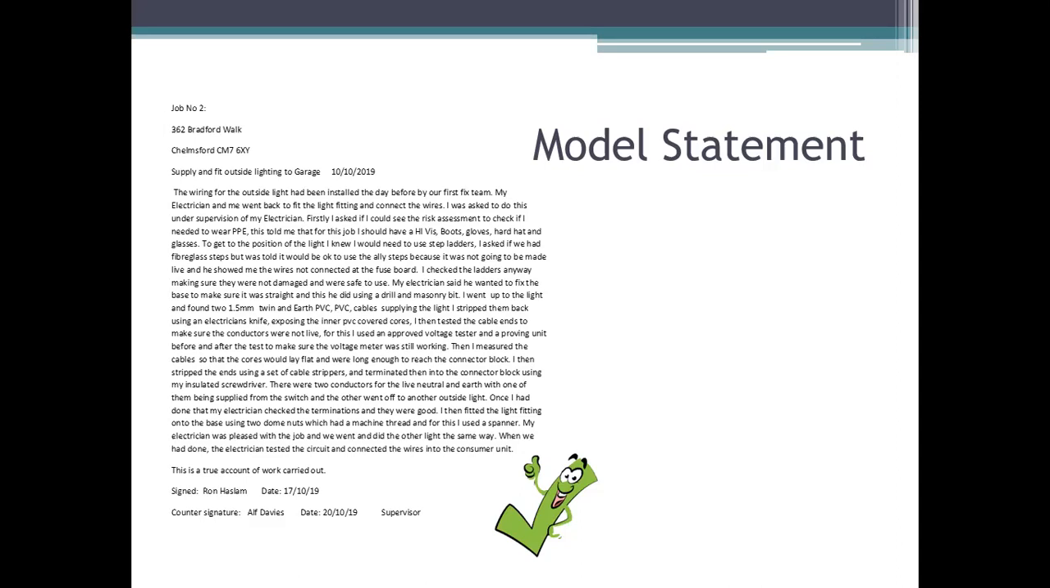There were two conductors for the live, neutral and earth, one of them being supplied from the switch, the other went off to another outside light. I had done that with my electrician. Once I'd done that, my electrician checked the terminations and they were good. I then fitted the light fitting onto the base using two dome nuts which had a machine thread.